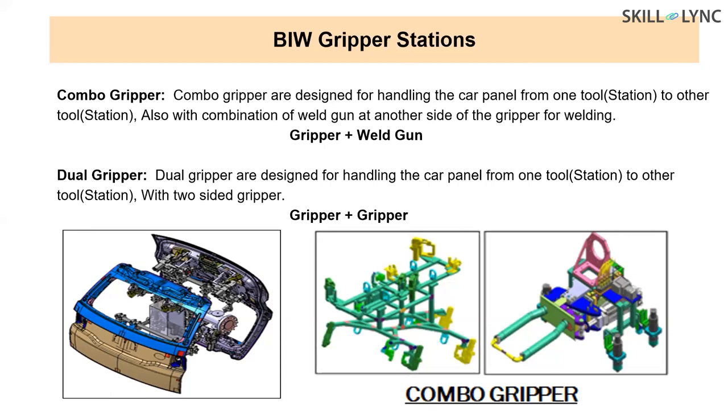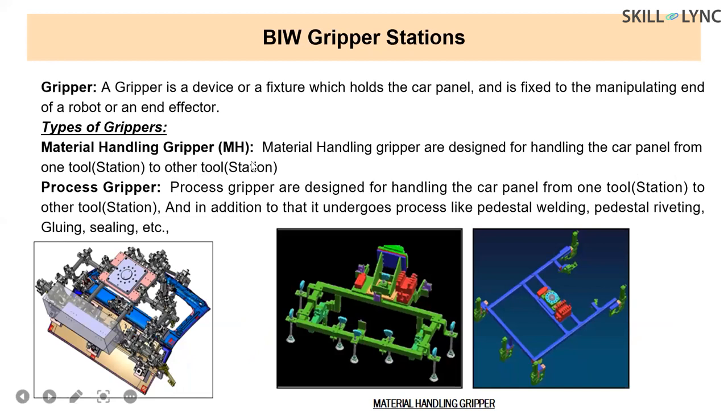Any doubts on the four grippers? I'll repeat once again. A material handling gripper is used to move the component from one tooling station to another tooling station. Second one, process gripper. It is also used to transfer the car panel from one station to another. In the meanwhile, while transferring, we can perform some operations like welding, riveting, gluing, or sealing. Any of the processes can be done. It is called a process gripper.